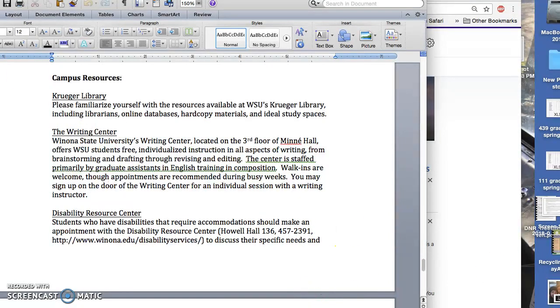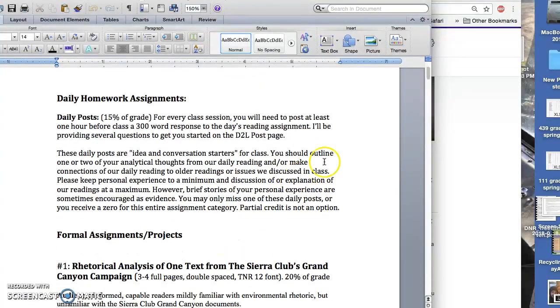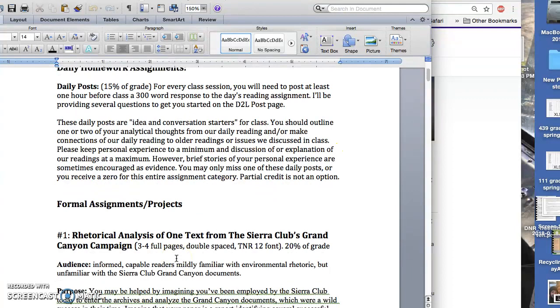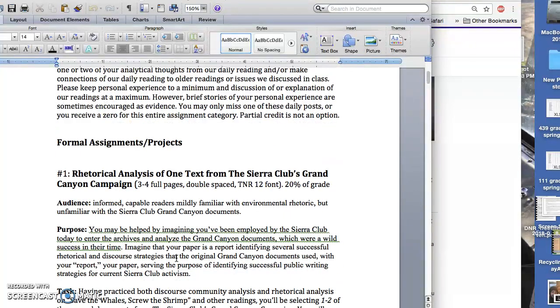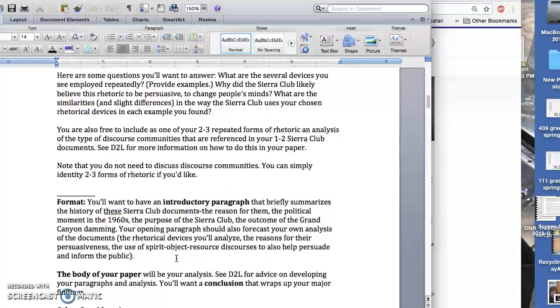Let's talk briefly about the assignment descriptions. Here's the daily post. We'll look at these in more detail as the assignments come up. Just know that this is there. Okay, so you can see all the assignments if you're curious what we're doing.